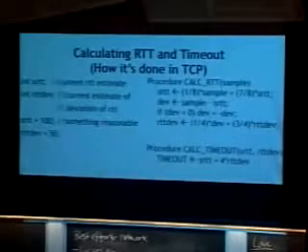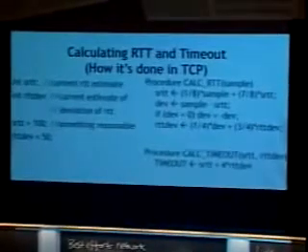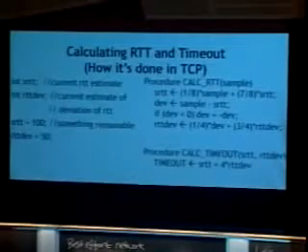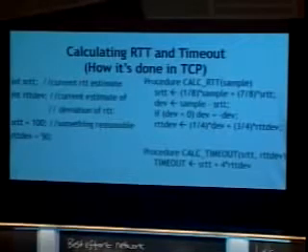A number that is commonly used is to set alpha to be 7/8. So that means that you add in 1/8 of the new number and use 7/8 of the old number. So a new number that varies a lot isn't going to change the overall round trip time estimate terribly dramatically.